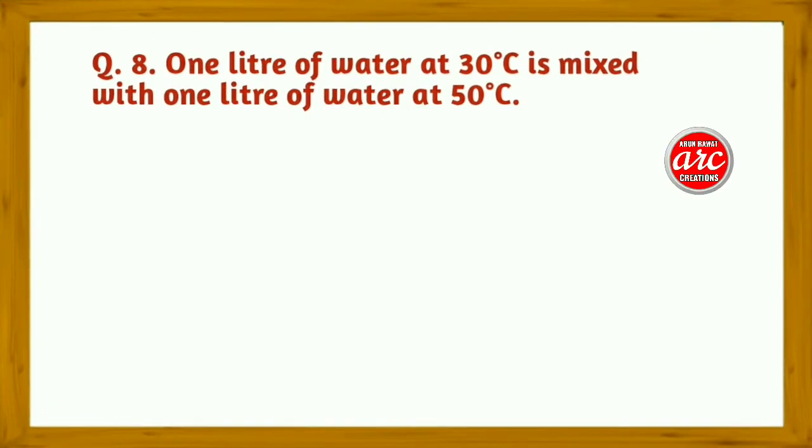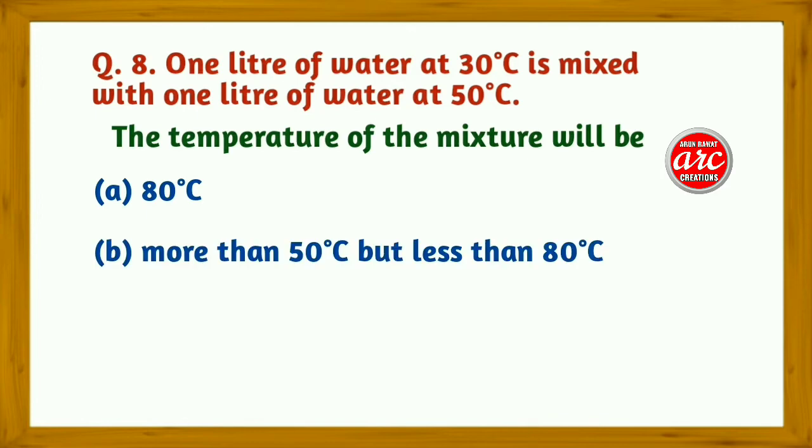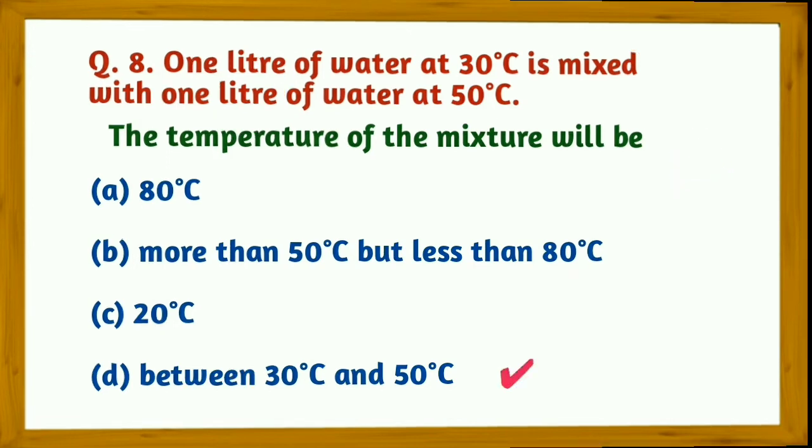Question number 8. 1 liter of water at 30 degrees Celsius is mixed with 1 liter of water at 50 degrees Celsius. The temperature of the mixture will be A. 80 degrees Celsius, B. More than 50 degrees Celsius but less than 80 degrees Celsius, C. 20 degrees Celsius, D. Between 30 degrees Celsius and 50 degrees Celsius. The correct answer is D. Between 30 degrees Celsius and 50 degrees Celsius.